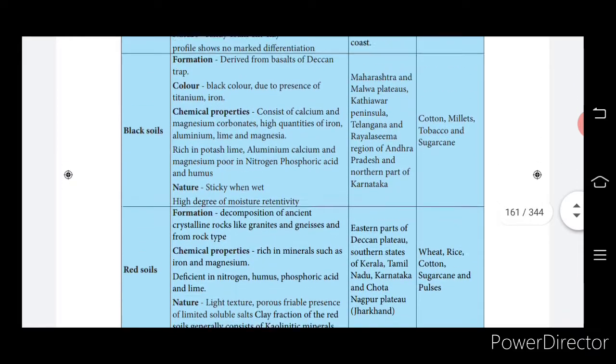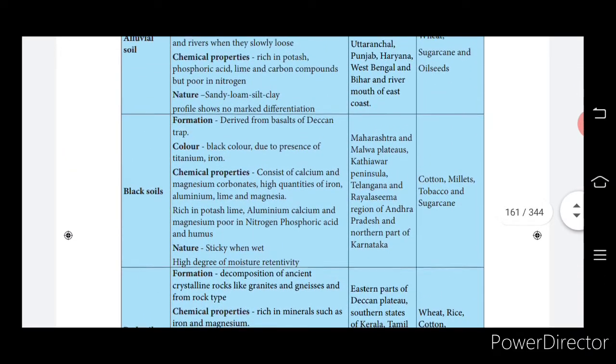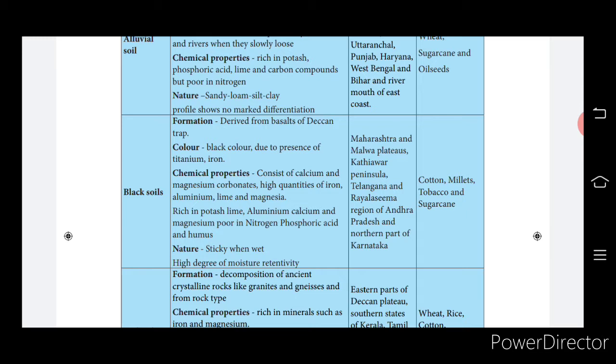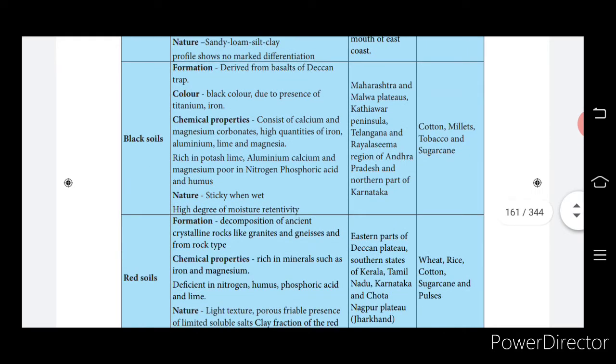Now coming to the black soil, it is derived from the basalts of Deccan Trap. Color, black color, from the name itself you can find out the color, that is a black color due to the presence of iron and titanium. So it has chemical properties like calcium, magnesium carbonates, high quantities of iron, aluminium, lime and magnesia. It is rich in potash lime. The nature will be very sticky and wet.